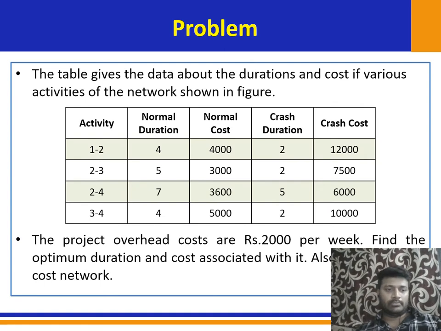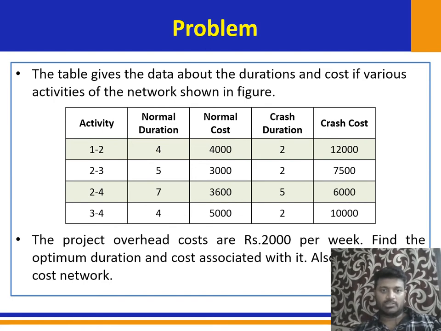So I'm going to take a problem, to simplify, and I'm going to explain using this problem. A problem is given here. There is a table that gives the data about the duration and the cost of the various activities of the network shown in the figure. The activity and the corresponding duration, crash cost, normal cost and crash duration, everything is in the table, and the project overhead cost is 2000 rupees per week. They are asking us to find the optimum duration and the cost associated with it, and also to draw the least cost network. So we need to draw that network diagram, the network cost duration curve.